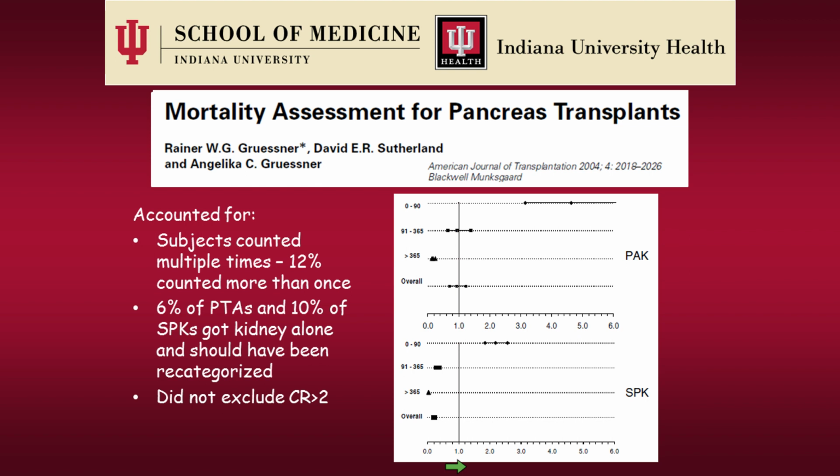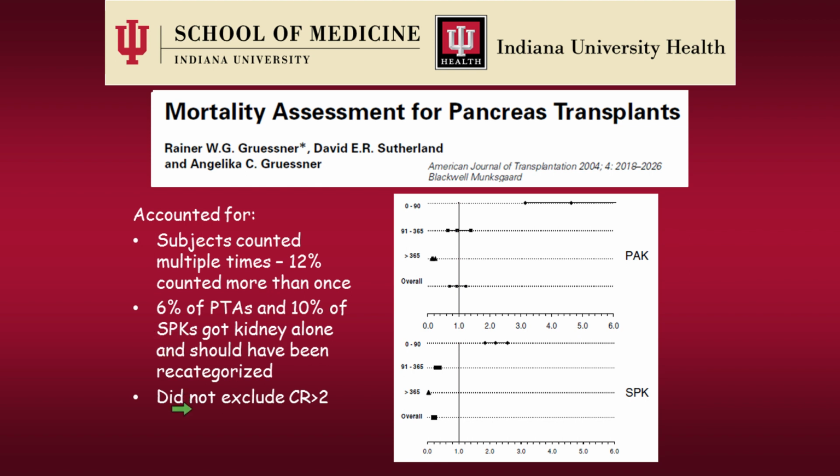This study has been rebutted several times. It was rebutted twice by Rainer and Angelica Grusner and David Sutherland, representing the International Pancreas Transplant Registry. It was rebutted as a letter to JAMA, the one that wrote the original article, and this rebuttal was in the American Journal of Transplantation. They pointed out some flaws in the data collection. They showed that there were subjects that were counted multiple times. 12% were counted more than once. 6% of pancreas transplants alone and 10% of SPKs got kidney alone, and they should have been recategorized.